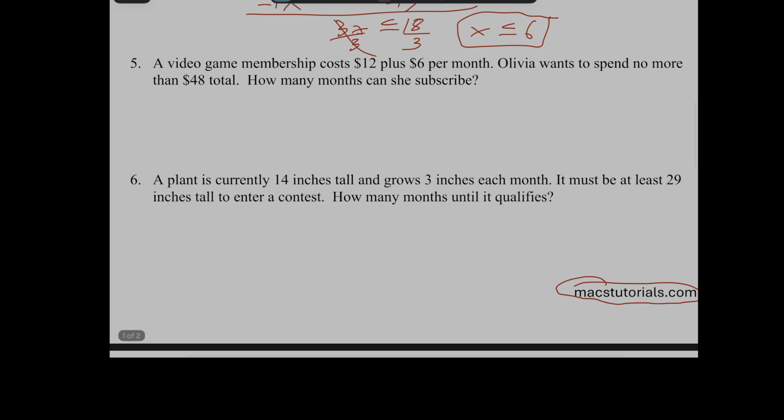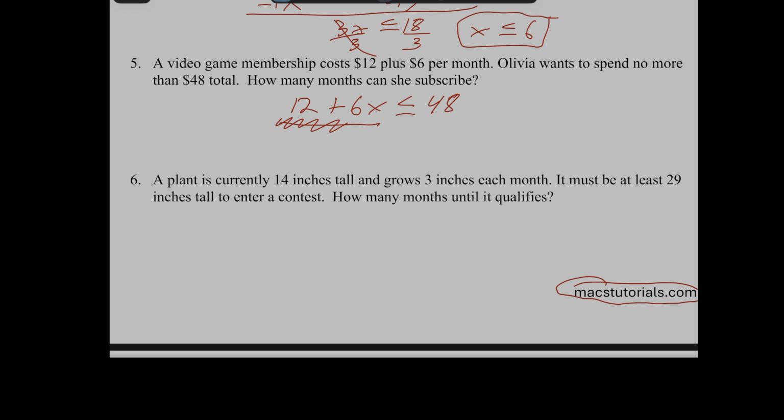All right. Number 5. A video game membership costs $12 plus $6 per month. So I'm paying $12 no matter what. Okay, that's just going to happen. Now I'm going to add to that $6 per every month. Olivia wants to spend no more than 48. So 48 is her limit. So what do I need this number to be? I need it to be less than 48 or equal.